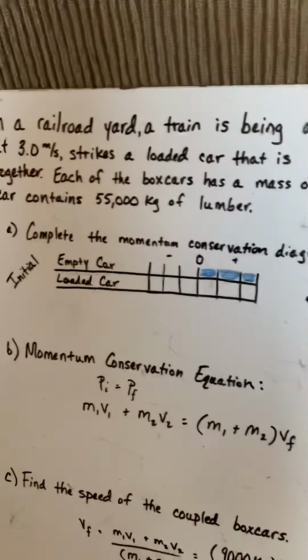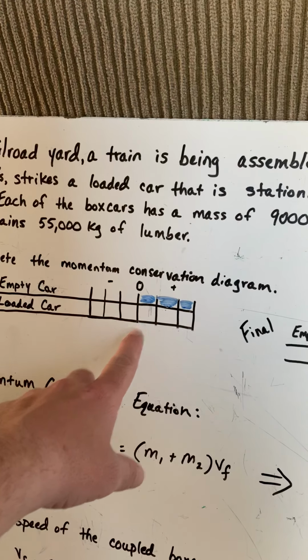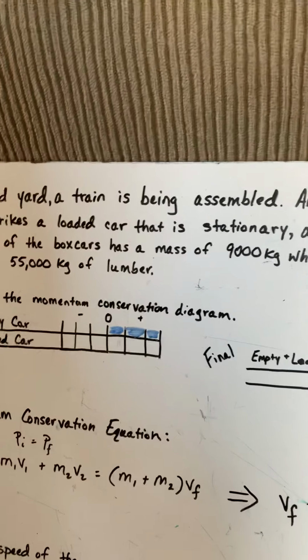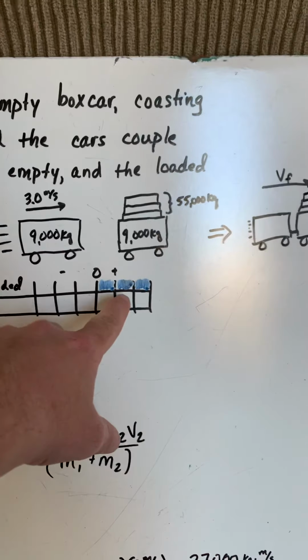So again, at the beginning, there's only one car moving. That's my empty car, so that one's got momentum. The loaded car has 0 momentum because it's stationary. At the end, the 2 are moving as one thing with the same amount of momentum.